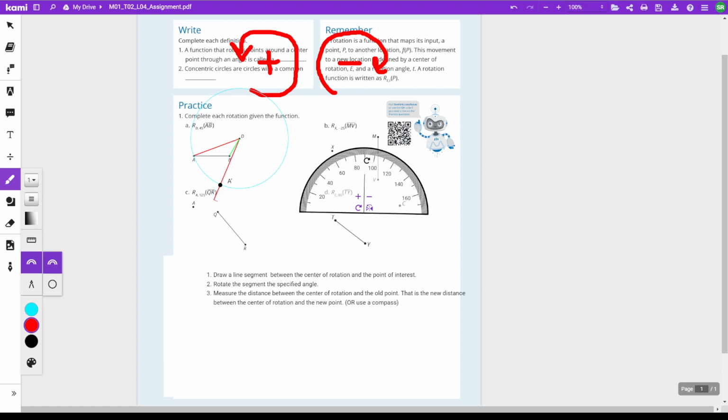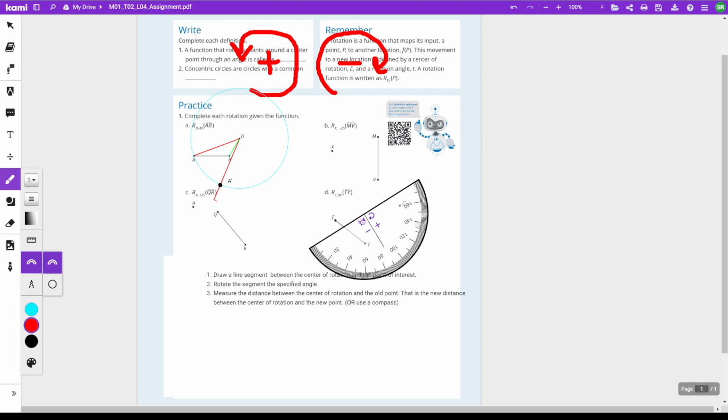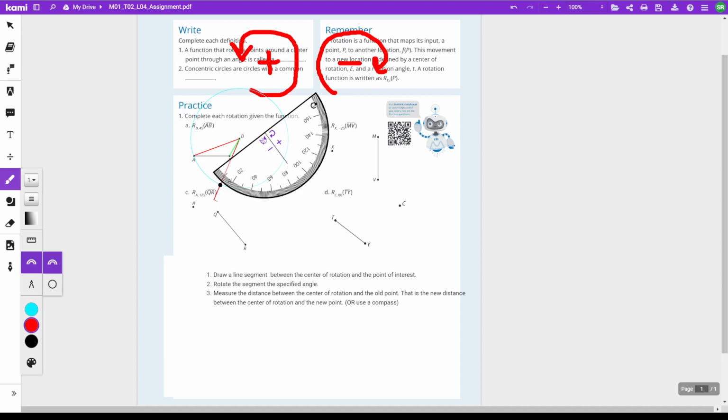Where's my protractor? Ah, see, this is why I don't like Cami. My protractor would never disappear in real life.